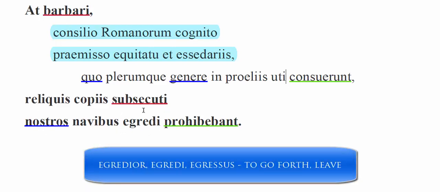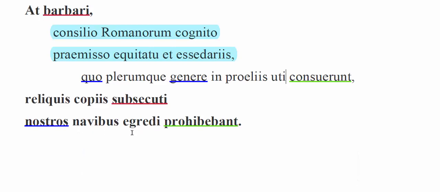Egredi, this is what our men are doing. Our men are disembarking from the ships. We see the e in egredi, that tells us ex navibus, so an ablative of separation. So the Barbarians are beginning to repel our troops, and let's see what happens in the next sentence.